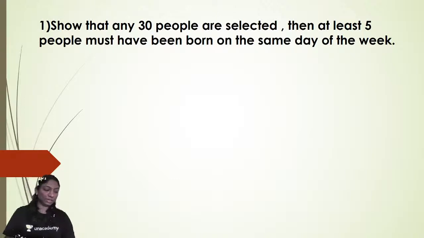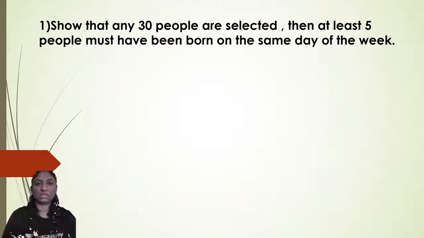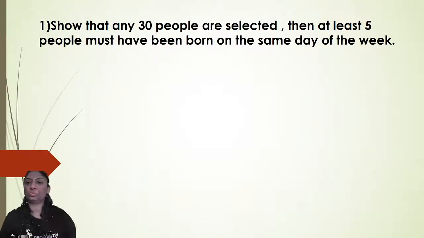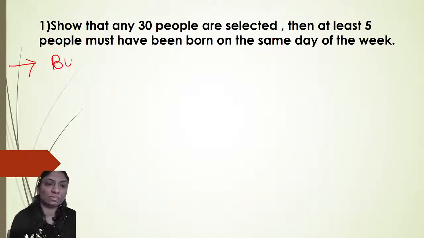Show that if 30 people are selected, then at least 5 people must have been born on the same day of the week. Now, if you observe here, the number of people is much more than the number of days. So, how many days are there here? Here we will use the extended pigeonhole principle.